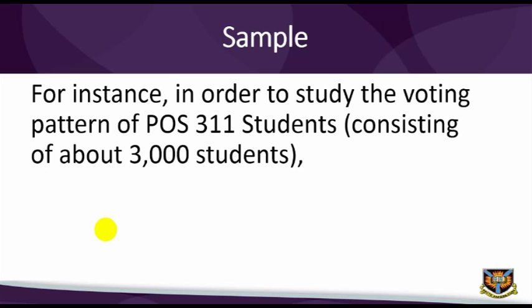For instance, in order to study the voting pattern of post 311 students consisting of about 3,000 students, I may carefully select a sample of 500 students, study their voting pattern, and then use my findings to generalize for the entire population of post 311 students. One important question may cross your mind: why do we need to select only 500 students, why not study the entire 3,000 students? Well, it is a good question, but read the next section to get the answer.